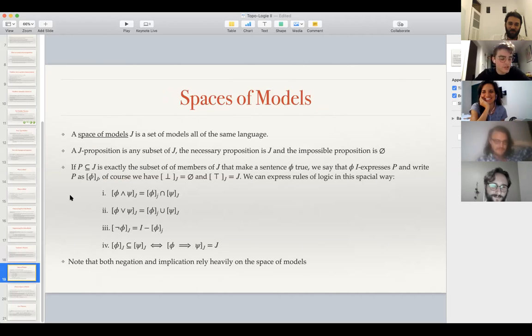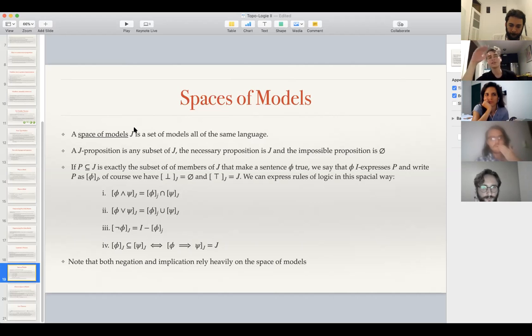Okay, so if we actually want to look at models and filters, we want to look at spaces of models. A space of models is just going to be a set of models of the same language. No other restrictions, just a bunch of models. So we're going to say that a J proposition, a proposition with respect to the space of models J, is just any subset of J. And then, of course, we have the necessary proposition, truth, which is J itself, the whole thing. And then the impossible proposition is going to be the empty set. Okay, that's familiar.